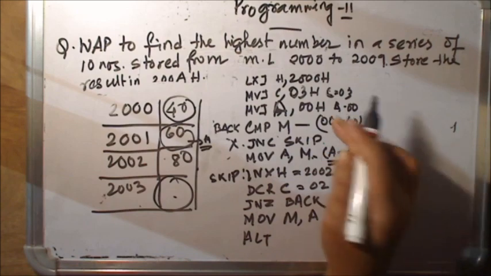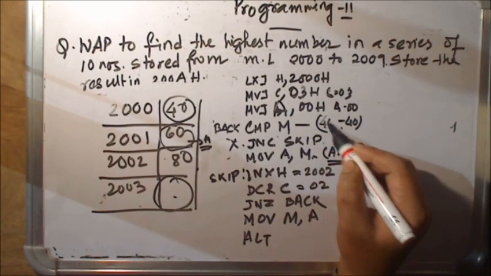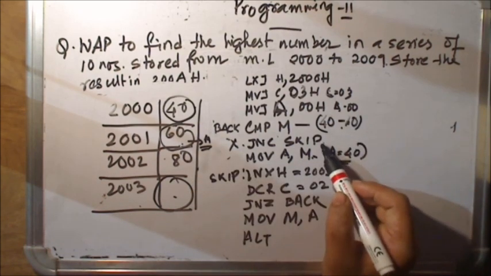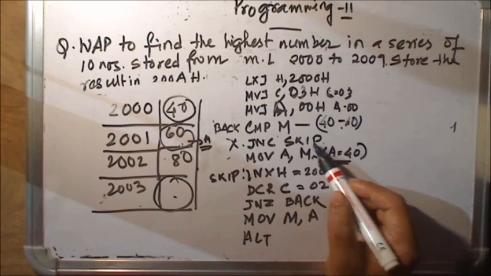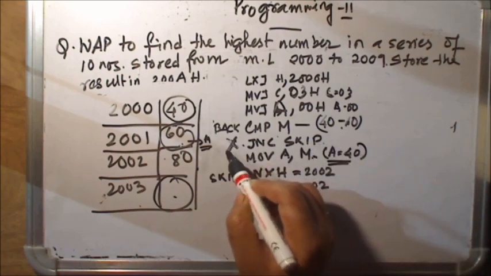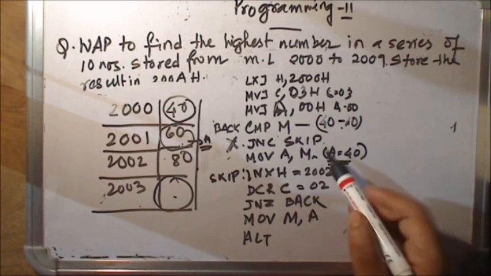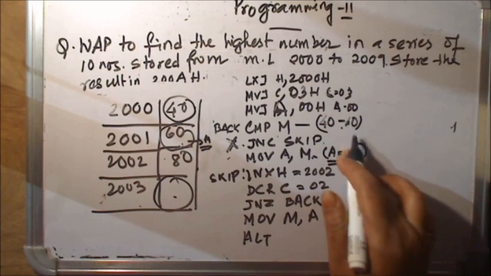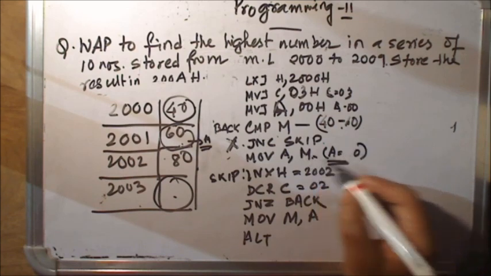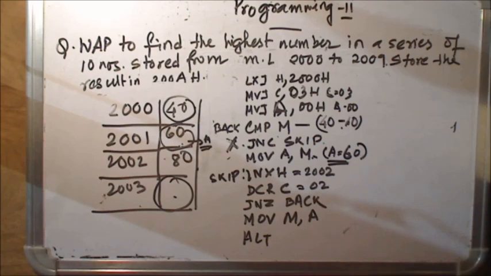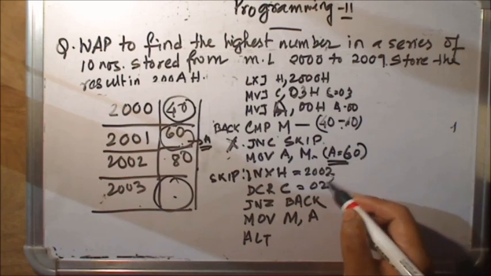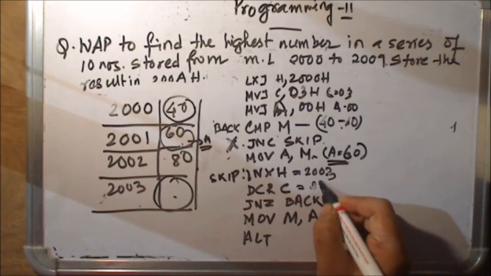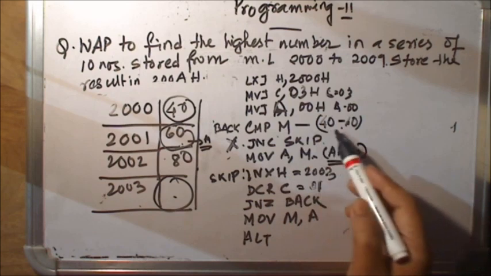Again compare M. A is now 40, so 40 will be compared with the new M, that is 60. Is carry generated? Of course yes, so this condition will be false. Then MOV A, M. We will take the higher number from M to A, so A will be 60 now. Then INX H will be 2003, DCR C will be 01, and jump if not zero, back.